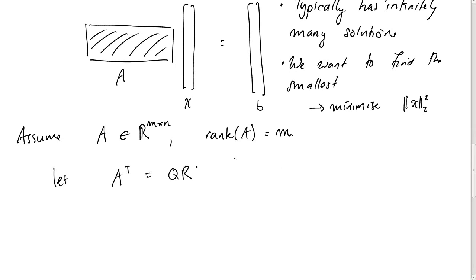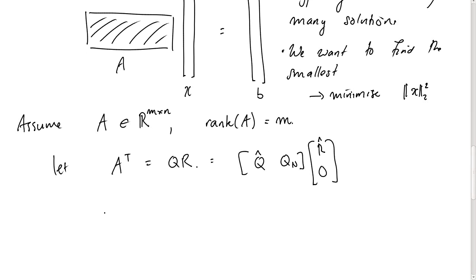So it's the full factors. And we can write this out in terms of the components like we did earlier. The reduced Q hat, then we've got R hat with some zeros underneath. So if we do that, then A is now equal to R transpose Q transpose, which is also equal to R hat transpose Q hat transpose.